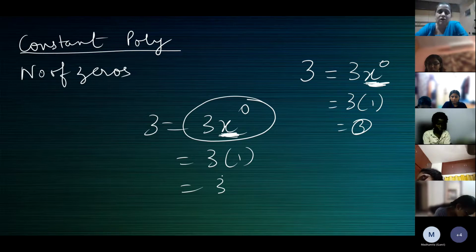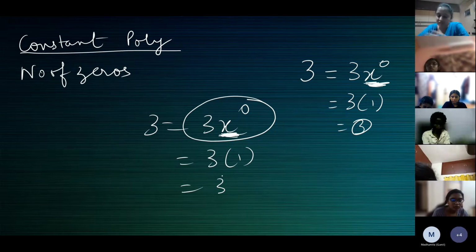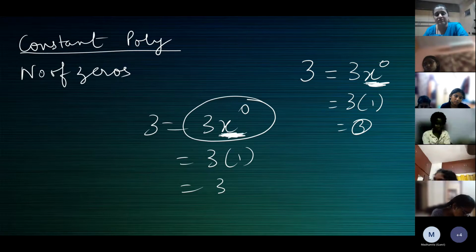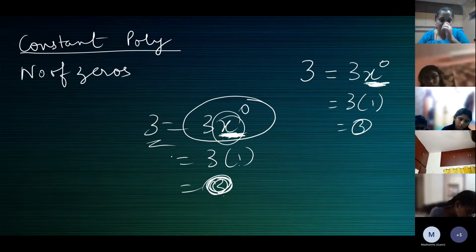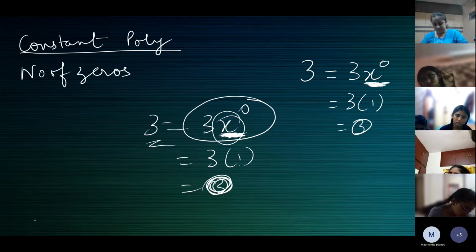The degree of a constant polynomial is 0. A constant polynomial has no zeros. Because whatever be the value of x, x to the power 0 is 1, 3 into 1 is 3. There is no value for x which can make 3 0. It is a constant. It cannot become 0. So a constant polynomial has no zeros. I'll write that. If you want to write something from the screen, just wait for 30 seconds.